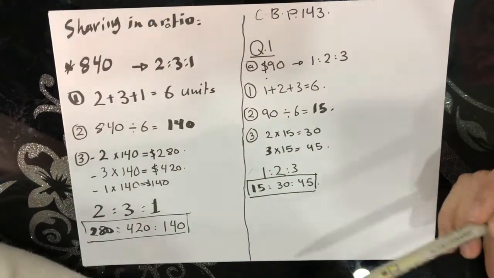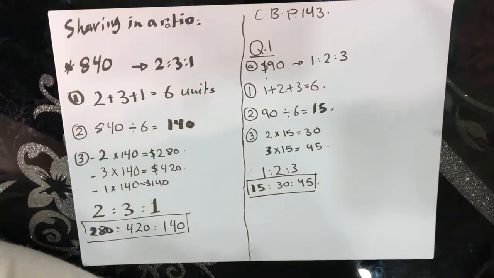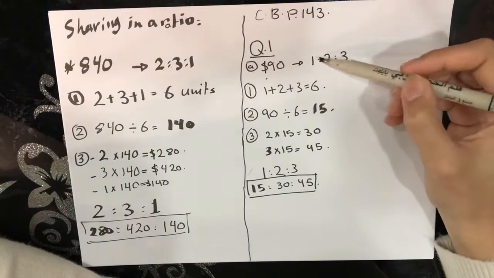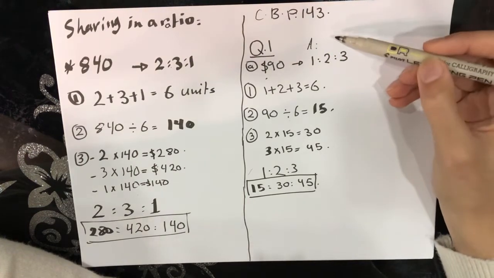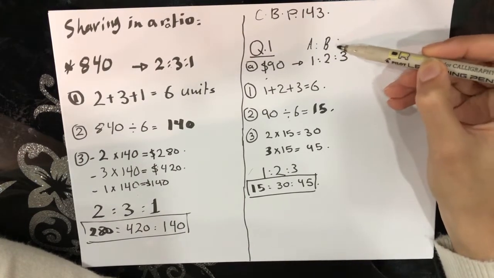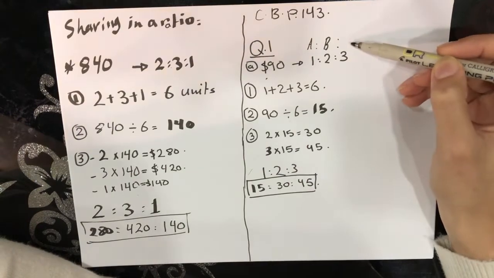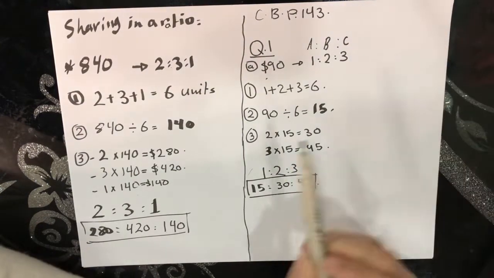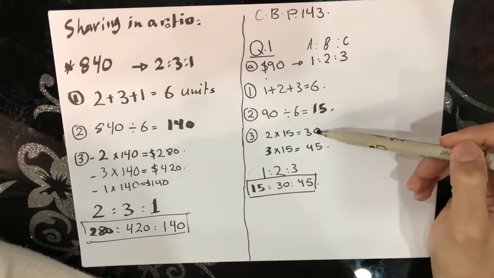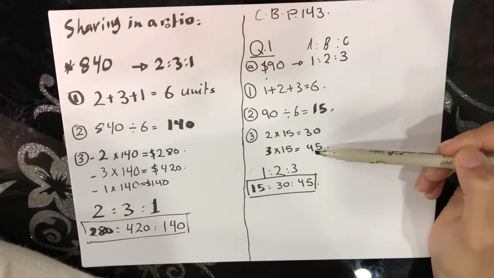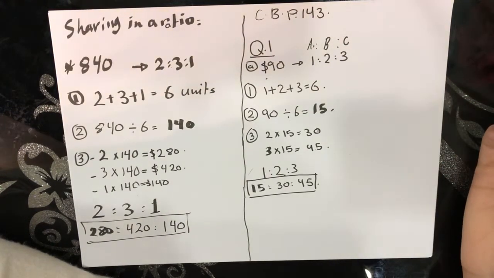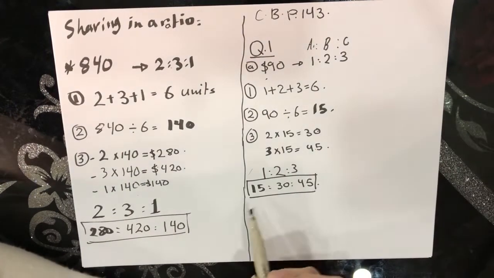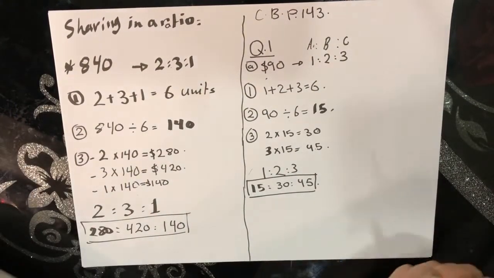But if I am assigning names to each one, if I said this guy is called Andy and he's getting 1 share, and Beth is getting 2 shares, and Charlie is getting 3 shares, you can say Beth will get $30, Charlie will get 45, Andy will get 15. That could also be a suitable answer if you don't want to write it as number of ratios.